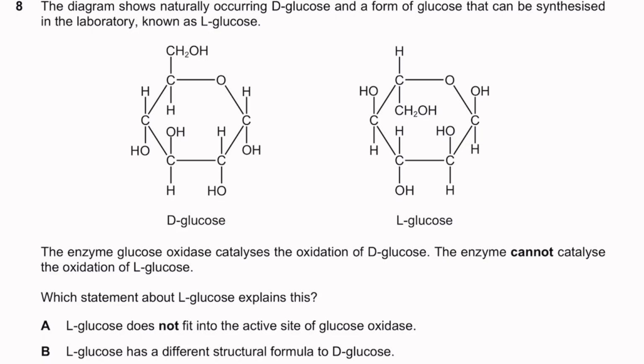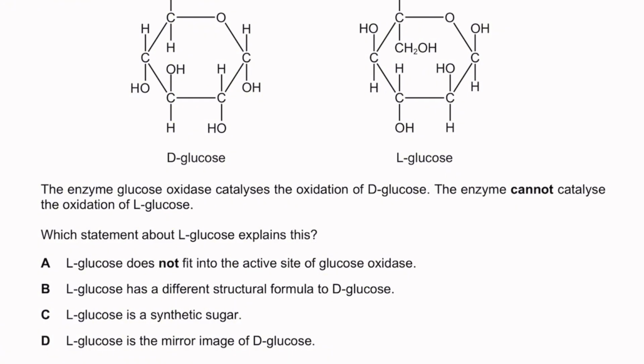I mean, obviously they're isomers because they're both glucose with different structure. The enzyme glucose oxidase catalyzes the oxidation of D-glucose, and the enzyme cannot catalyze the oxidation of L-glucose. Why can it not do that? Well, in this case, L-glucose does not fit into the active site of glucose oxidase exactly.